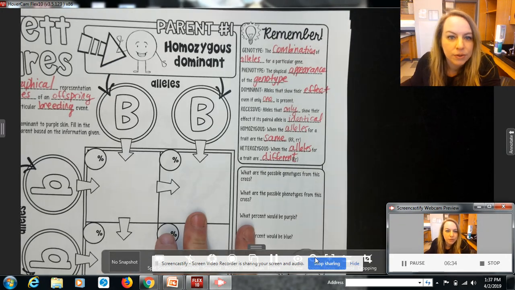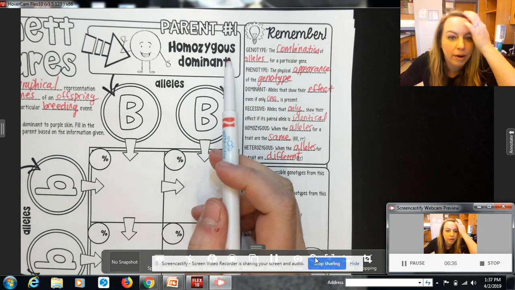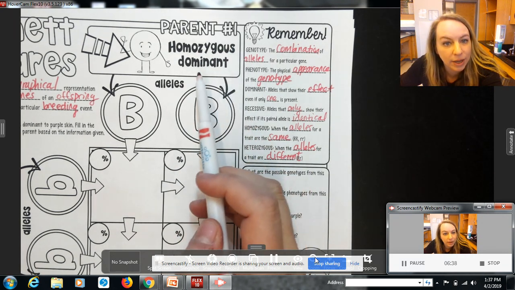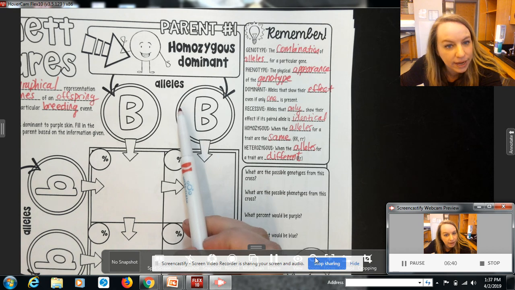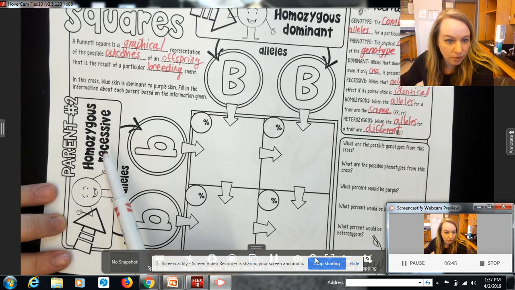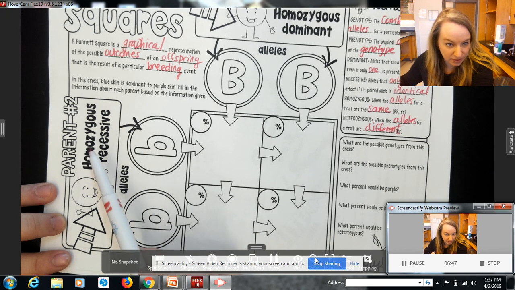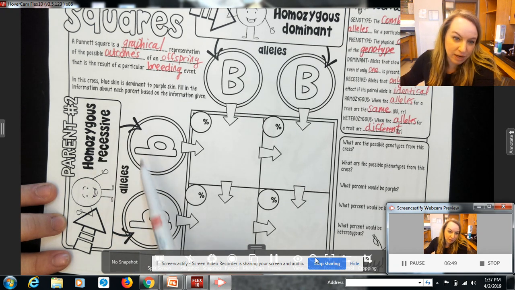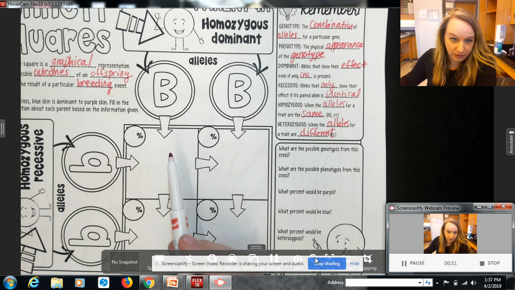Okay, so here we have a different cross. Parent number 1 is homozygous dominant. Homozygous, both the same. Dominant, they're both big B's. Crossed with homozygous recessive. Homozygous, both the same. Recessive, meaning both recessive. So I'm just going to fill in my Punnett square.